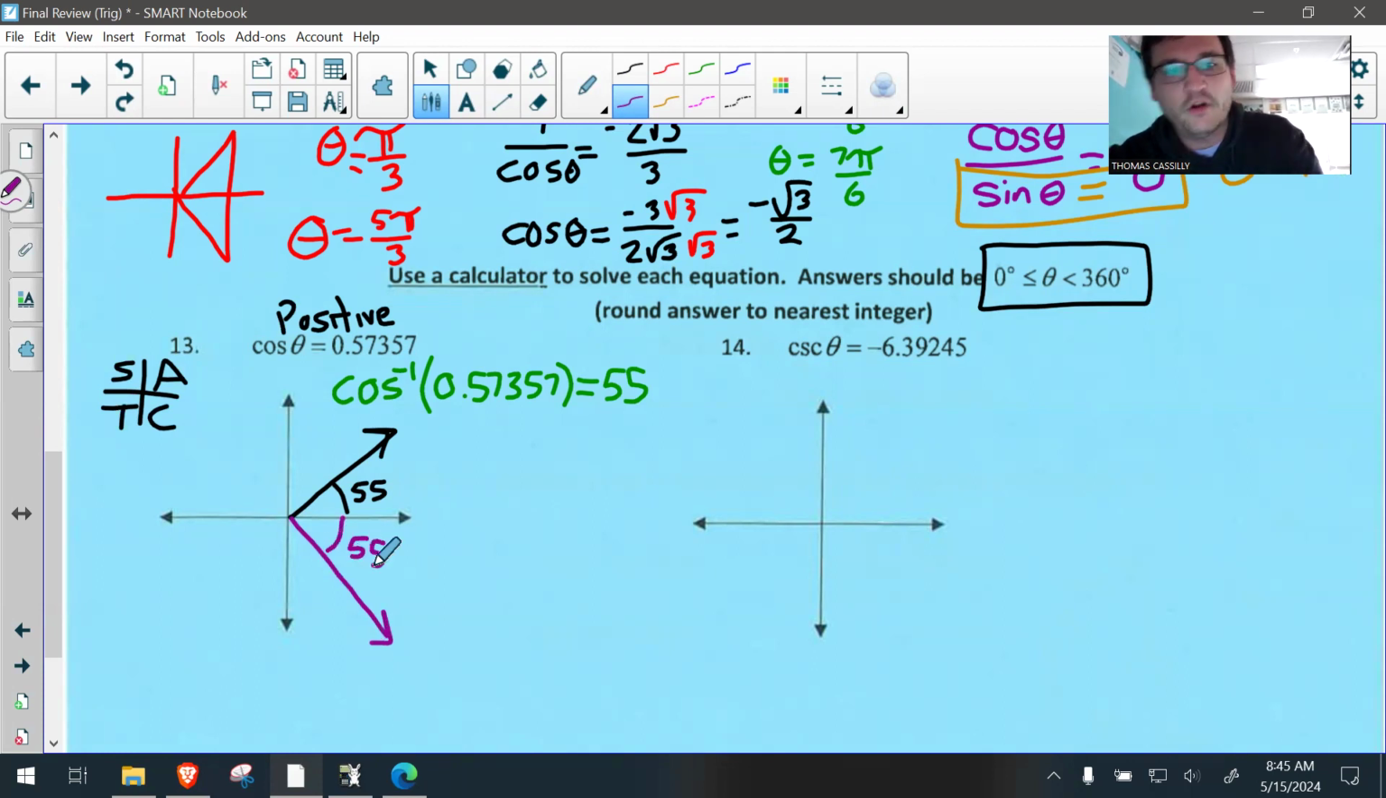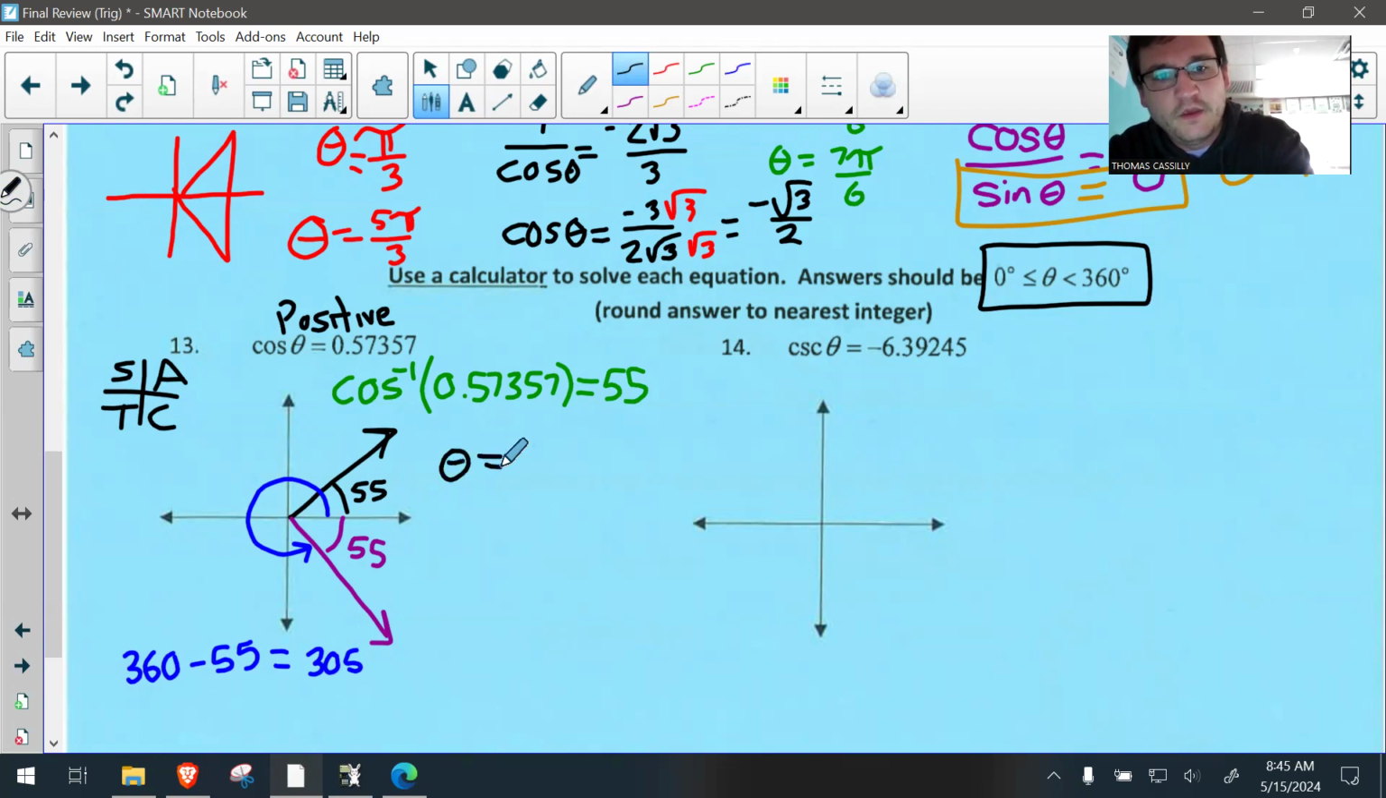But again, they want all of our answers between 0 and 360. So our second answer is really going to be this blue part right here, that coterminal angle. To figure that one out, you need to do 360 minus that reference angle, minus 55. So that gives us 305. So the two answers here: the first one ends up being that reference angle, so theta equals 55, and also theta equals 305. Right? So we're looking for two answers on these.